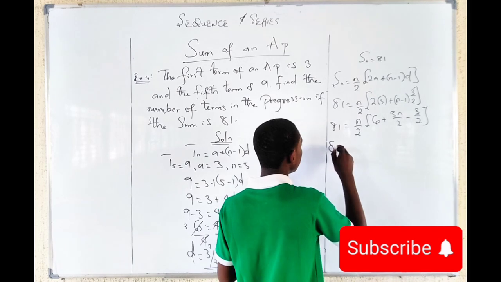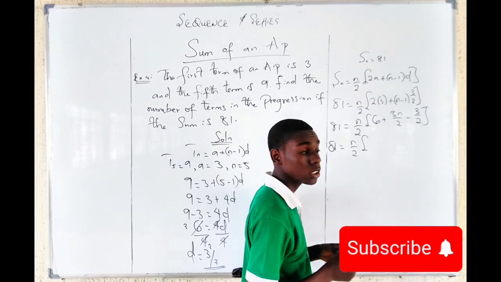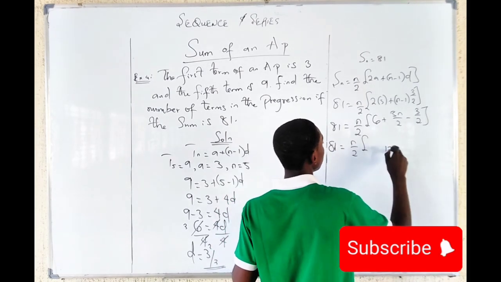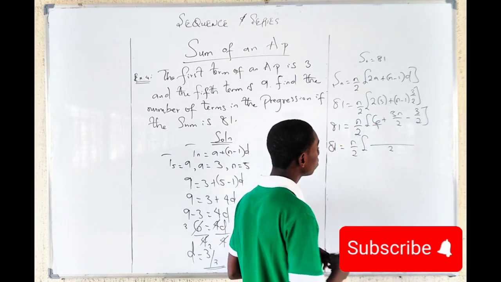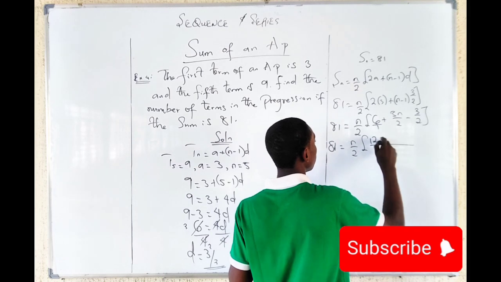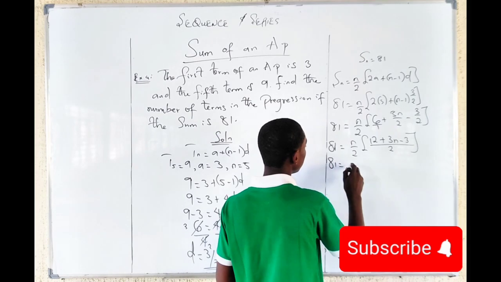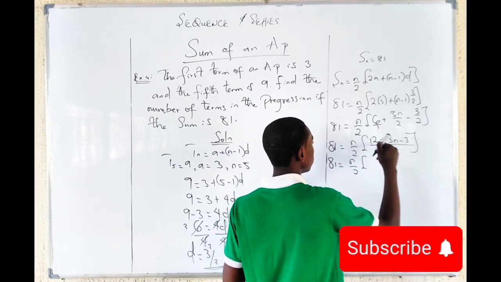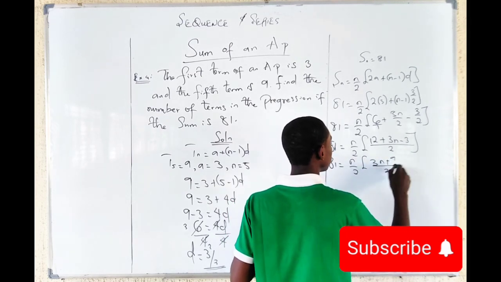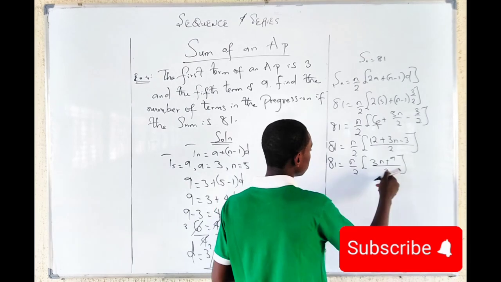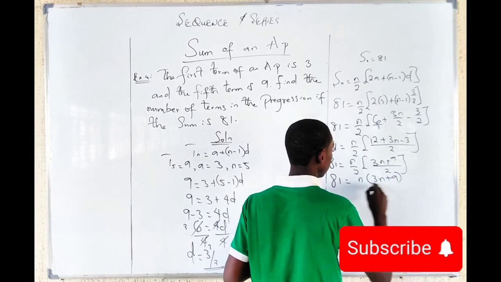So summing it now, 81 will be equal to n over 2. Now to simplify this bracket, I'm going to take the LCM, then simplify everything inside the bracket. So the LCM is 2. There's an invisible 1 here. 1 will go into 2 times 6 is 12 plus 3n minus 3. So 81 will be equal to n over 2 into 12 minus 3 is 9, so 3n plus 9 all over 2. So from here, 2 times 2 is 4. So 81 will be equal to n into 3n plus 9 all over 4.